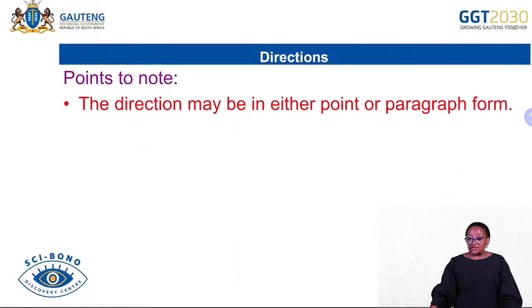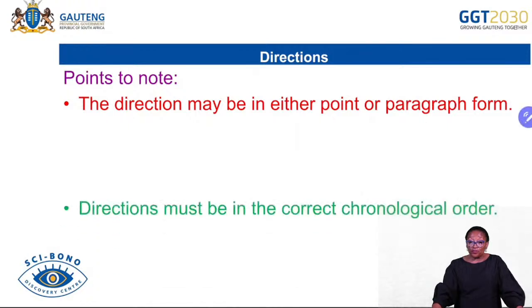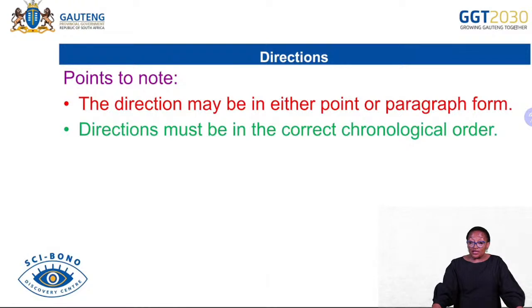Let's have a look at the points to note regarding direction. The direction may be in either point or paragraph form. Directions must be in the correct chronological order. Remember, we're trying to direct someone to get to a particular destination, so we don't want them to get lost because of the way we have arranged our points. They need to be in the correct chronological order. There must be a start and there must be a finish.